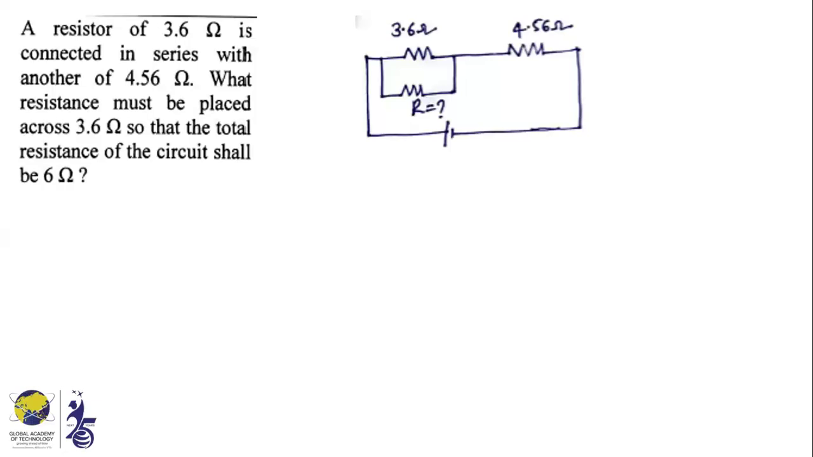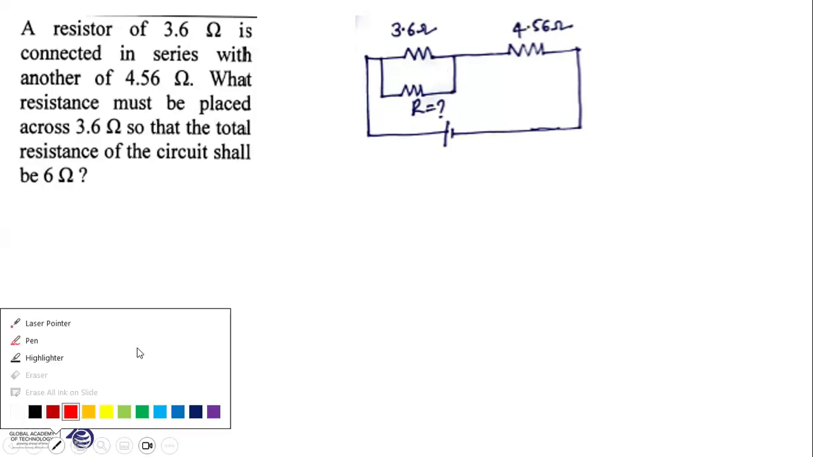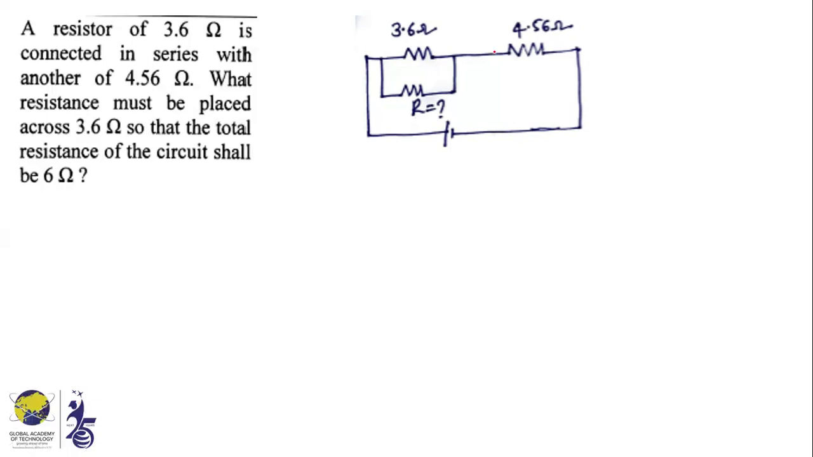This is the circuit diagram. So here you can see 3.6 ohm resistor is connected in series to 4.56, and what resistance must be placed across, that is nothing but parallel to the 3.6 ohm, to get the equivalent value of resistor 6 ohm. So very simple problem. You need to find the value of R. You know the value of equivalent resistor. You know two resistor values, so you can get the one unknown resistor.